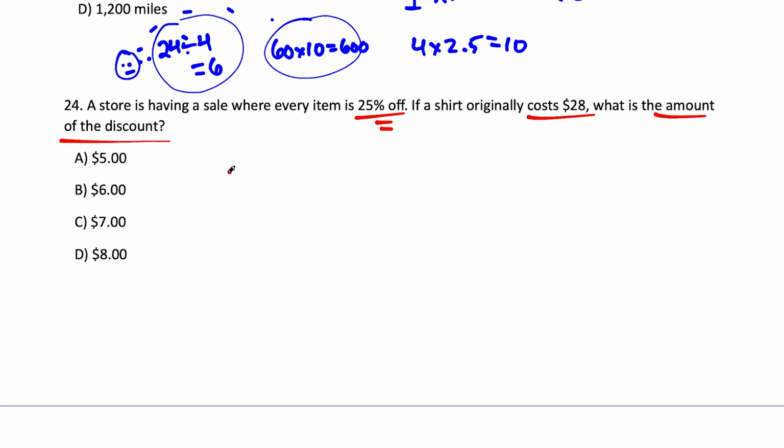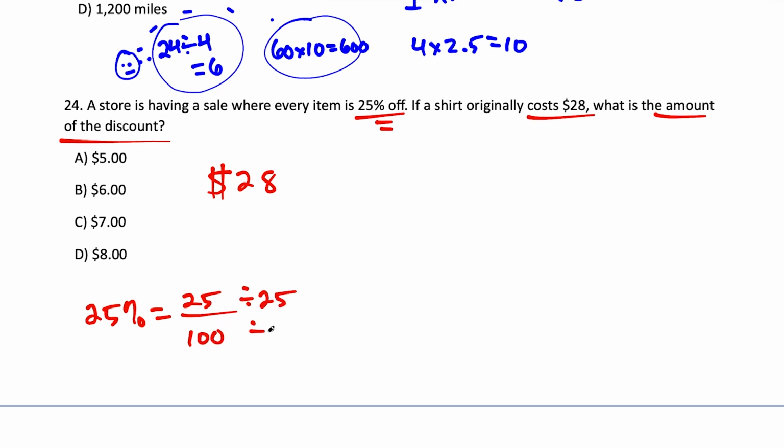So if we're starting out with a shirt that's $28 and we want to take 25% off, remember 25% is the same thing as 25 out of 100. And if we reduce this, divide the top and bottom by 25, this fraction reduces to 1 over 4. So what we could do to make this a lot easier is, instead of multiplying by 25%, because you could do this, you could do 28 times 0.25 and work out this product, but that takes a lot of time. Instead, we could just multiply by 1/4.